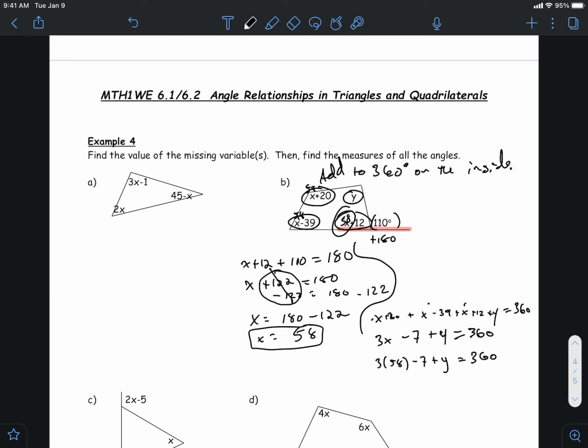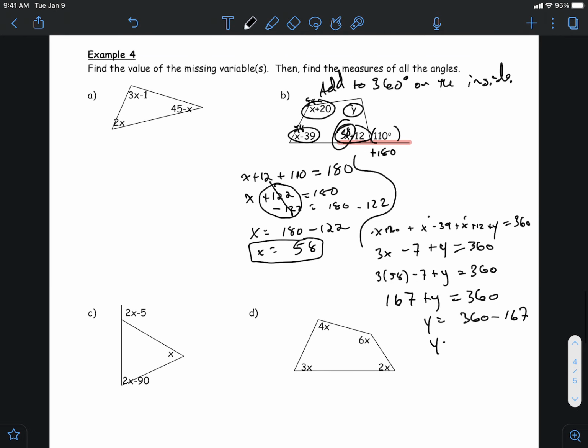167? Is that right? I can double check. Oh no, that's wrong. No, I think you're right, Luca. I think you did 167 after you subtract the 7 off. 174. Oh yeah, I subtract the 7, yeah. You're right. So what did we say, Luca? 167 plus y equals 360. And so y is going to equal 360 take away 167. Y is equal to 193.